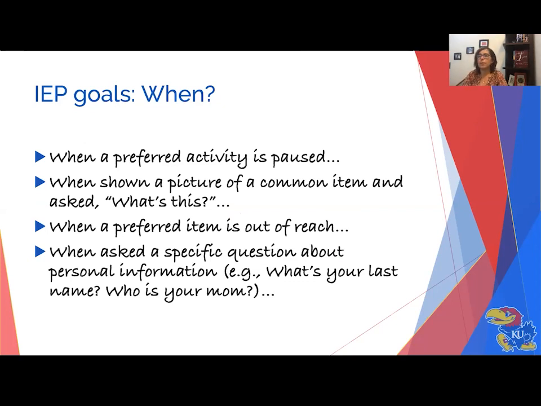So here are some examples of condition statements that include observable natural cues. When a preferred activity is paused, when shown a picture of a common item and asked, "What is this?" When a preferred item is out of reach, or when asked a specific question about personal information, such as, "What's your last name?" or "Who is your mom?" Now, these statements might not be perfect, but each of these contexts is relatively clear and unambiguous. So we know what they look like, and they're natural cues rather than prompts or teaching procedures.